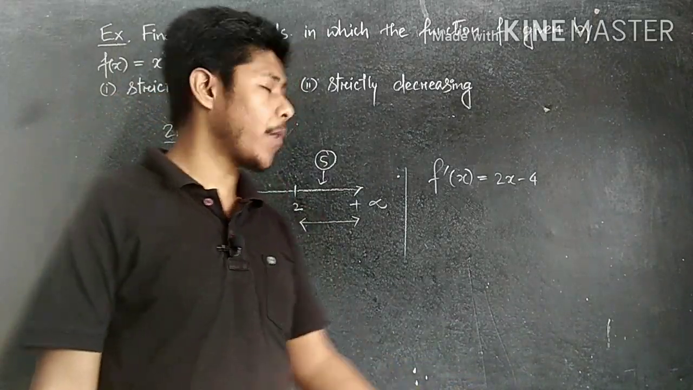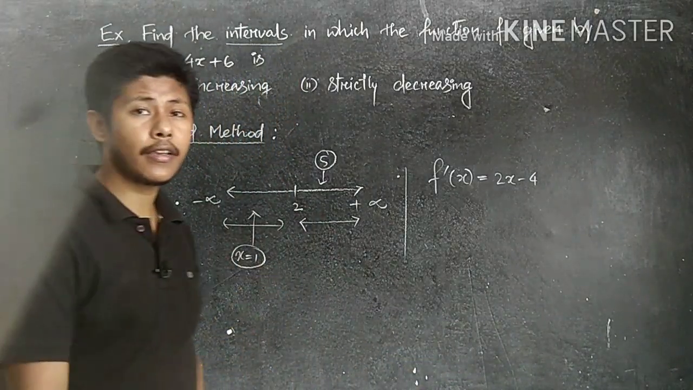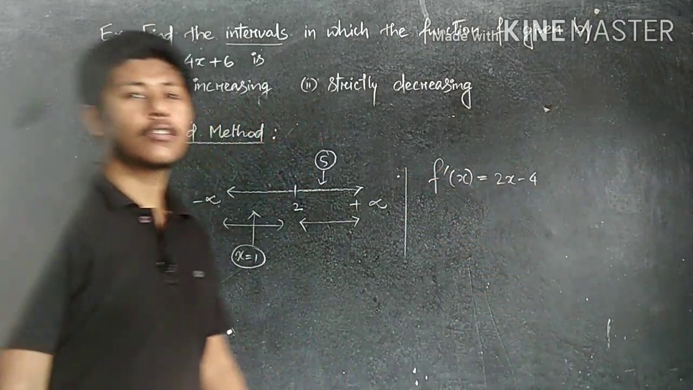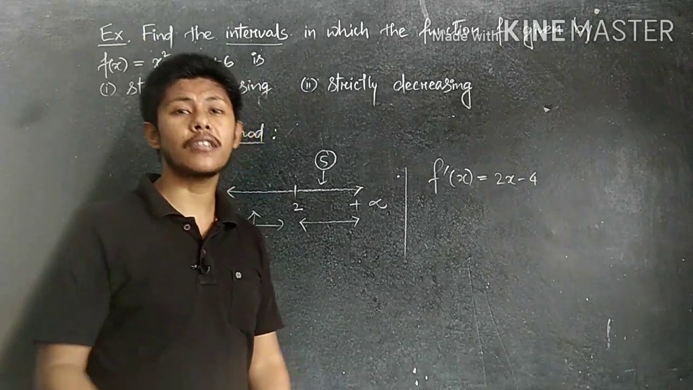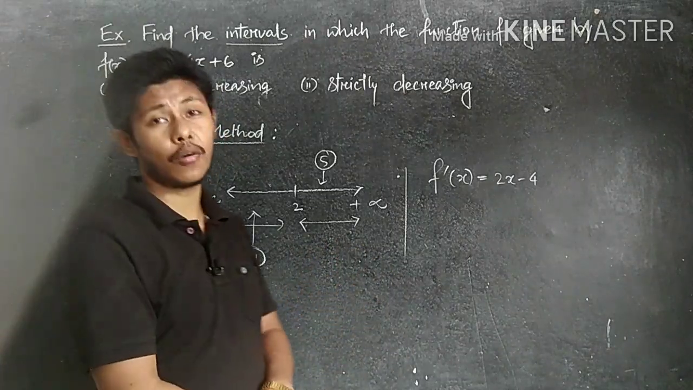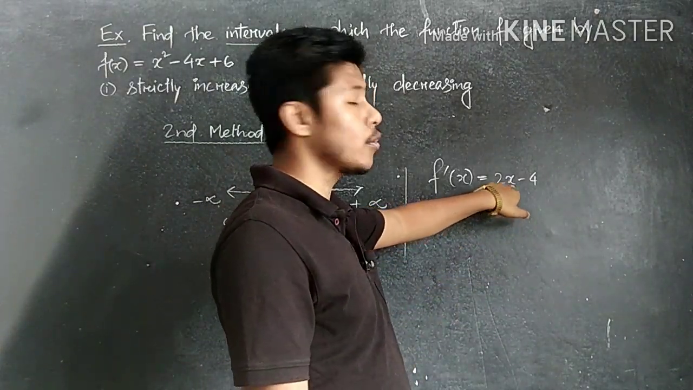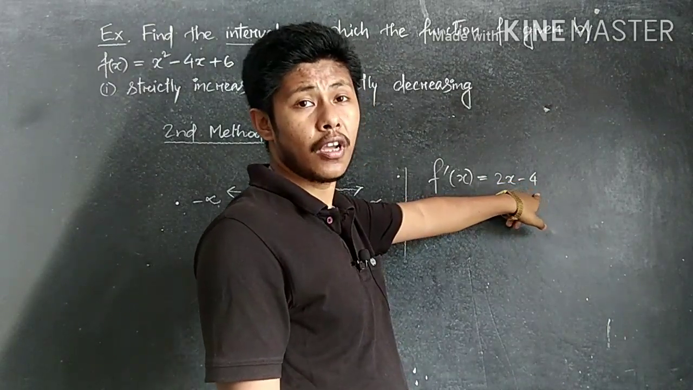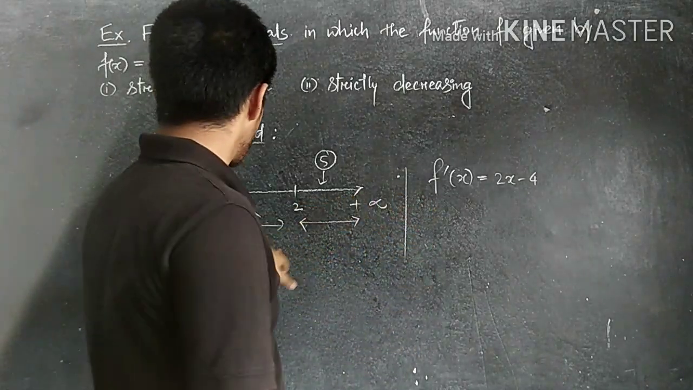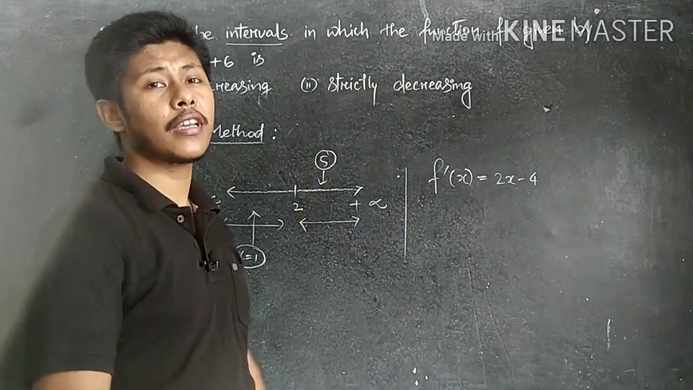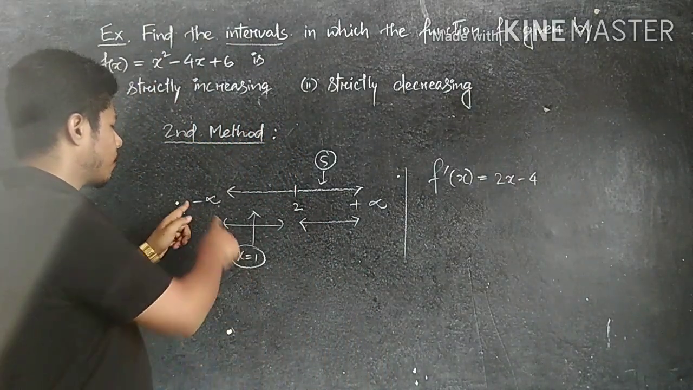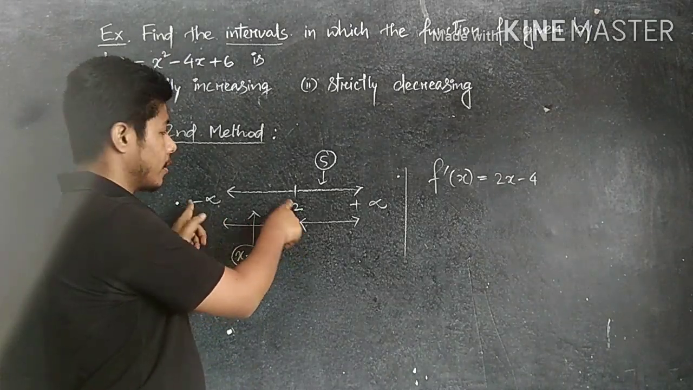Minus 2 is less than 0. So what can we say here? That means f dash of x is less than 0, which means it is decreasing. If we include 2, 2 into 2, 4, 4 minus 4, 0. But we do not have to include 2 here, because we have to do strictly increasing and strictly decreasing. So in this way, from minus infinity to 2, it is strictly decreasing.